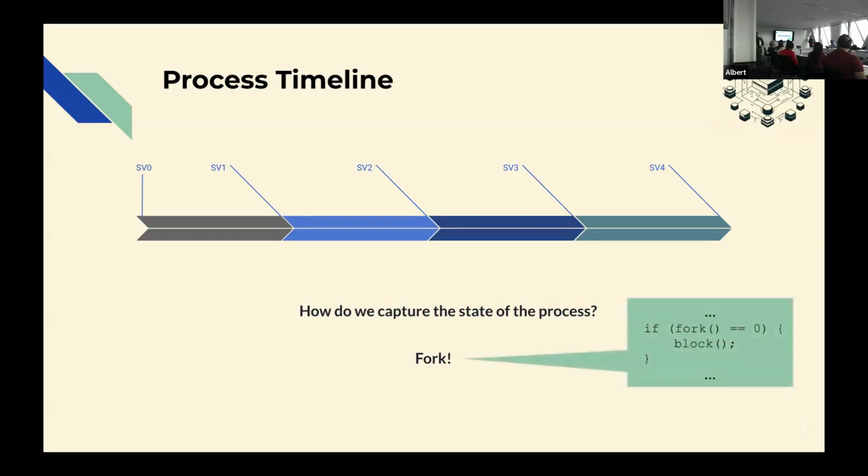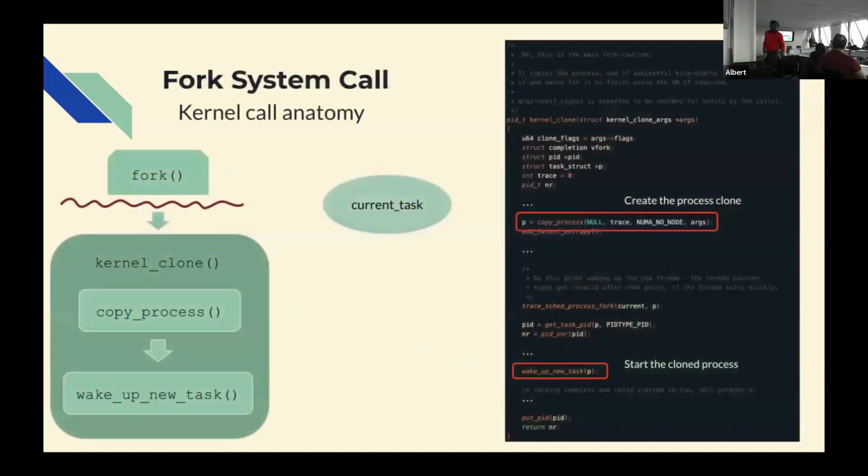We want the parent process to call fork, and when the control returns to the child, we want the child process to just block indefinitely. That would preserve the state of that parent process at that instant, which we could later go back and analyze. So in order to approach this problem, because we can't really change the underlying binary or inject code, we delved into the fork system call anatomy.